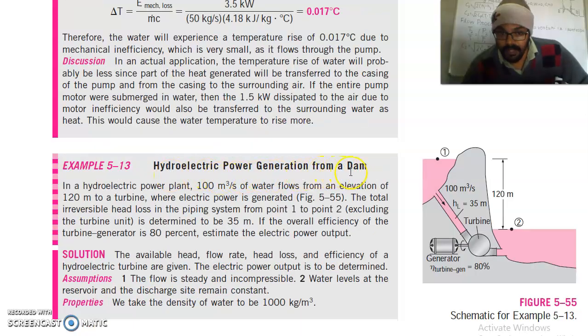Hydraulic power generation from a dam. In a hydraulic power plant, 100 meter cube per second of water flows from an elevation. The elevation is 120 meter from this level to the turbine where electric power is generated. The total irreversible head loss in the piping system from point 1 to point 2 is determined to be 35 meter. So this is head loss 35 meter. If the overall efficiency of the turbine generator is 80%, estimate the electric power output.